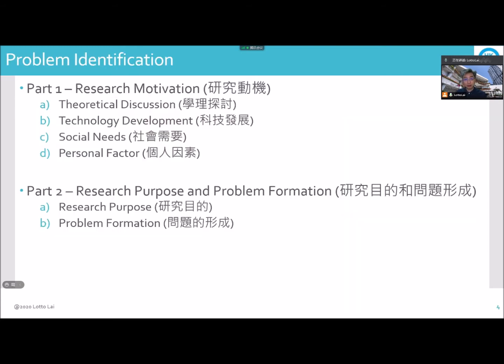It is separated into two parts. The first part is research motivation. What is your motivation? Like I explained my motivation for sharing this thesis writing methodology, because I have a role in another university. The second part is research purpose and problem formulation.